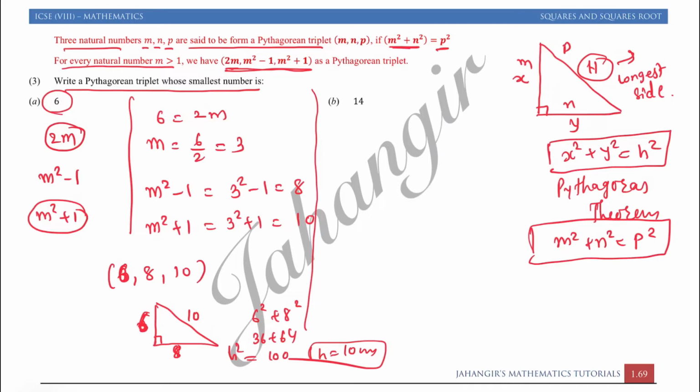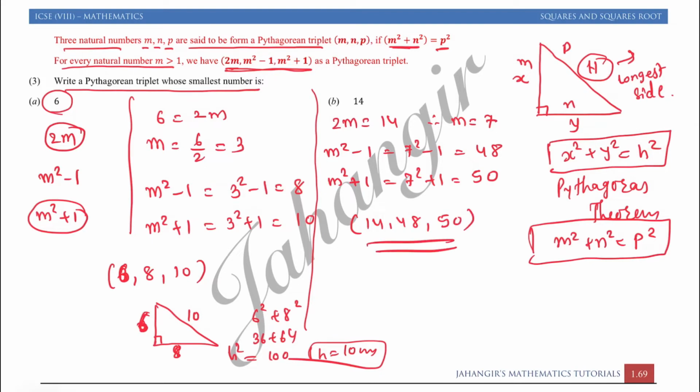Now 14 is the smallest side, so I can write 2m is equal to 14. Therefore the value of m is 7. The second side is m square minus 1, so that is 7 square minus 1, 49 minus 1 is 48, and the other side is m square plus 1, 7 square plus 1, 49 plus 1, 50. So my three sides will be 14, 48, 50. This is the Pythagorean triplet.